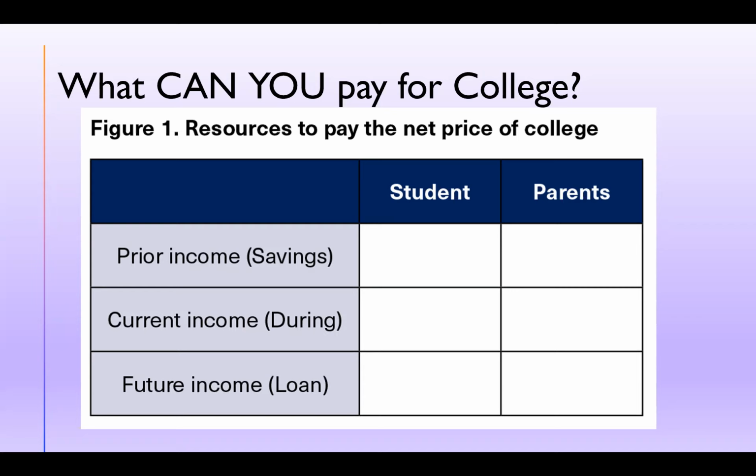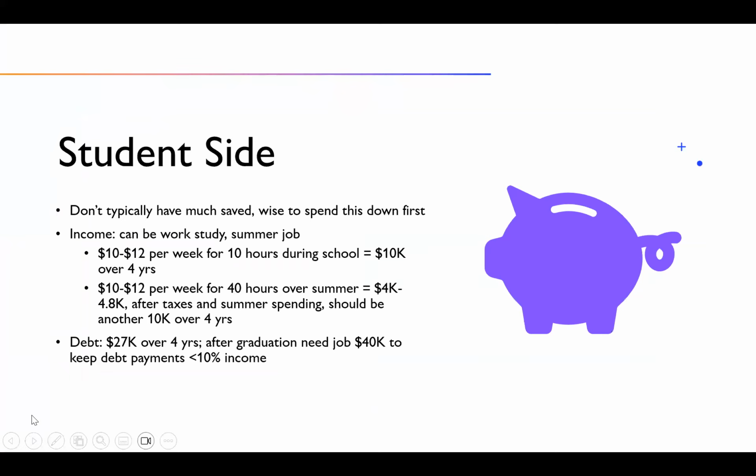So here's a chart. I'll explain it in a little more detail on the next slide. You are very simply going to figure out what the student has and what you have. And then you'll be able to get a number. So on the student side, they usually don't have a whole lot of money that they have saved. They're not the breadwinners for the family.